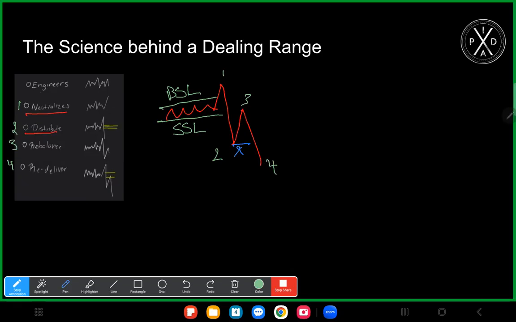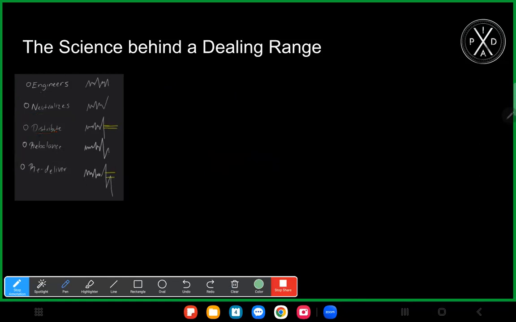Just to recap, we have buy side liquidity being taken, which gives us 1. Then we have sell side liquidity being taken, which gives us 2. Then we have price coming back inside the range and rebalancing, which gives us phase 3. And then price exits the range, and that gives us phase 4. So that would be an example of a bearish dealing range. Now let me give you guys an example of a bullish dealing range.